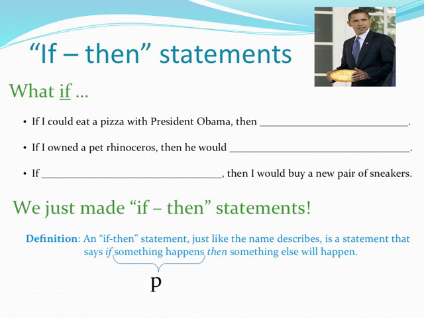The first thing in the examples above, eating pizza with President Obama or owning a pet rhinoceros, we typically call P. The something else that follows from it, the then I would buy a new pair of sneakers in the last example, we typically call Q. We say if P, then Q. If some one thing happens, then another thing follows from it.